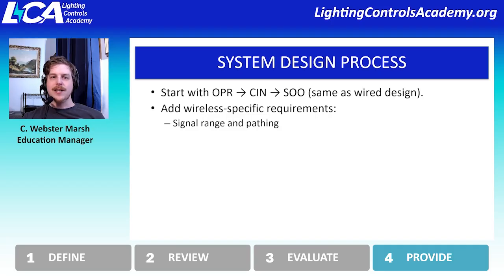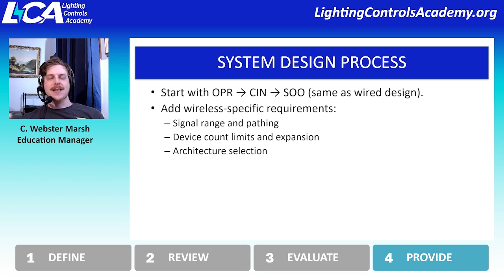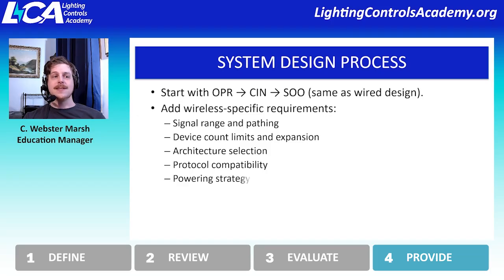What are the signal range and paths for the communication? How many devices can we actually add to a specific node, specific gateway, or to a mesh area? What kinds of architectures are we using? Is it going to be point-to-point? Is it going to be star, or is it going to be mesh? What kinds of protocols are we using? Are we having different protocols in the system, or is it all the same exact version of that protocol that we're implementing in the system?